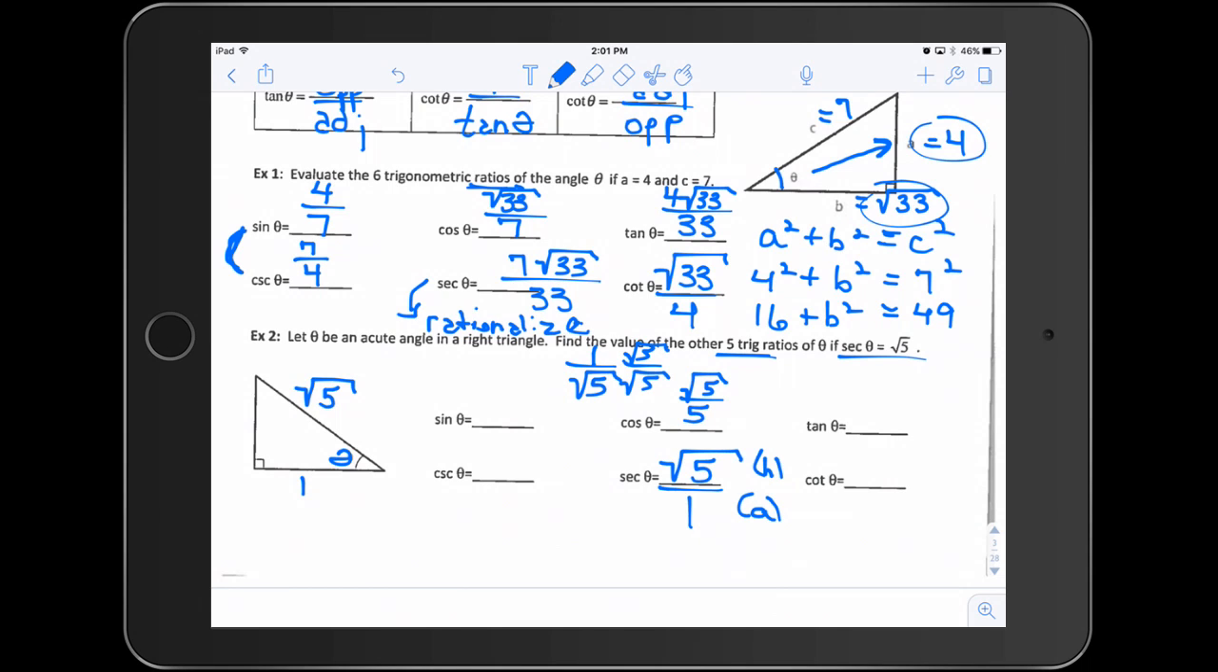Now, with that said, you can't do the sine, cosecant, tangent, or cotangent until you have this third side. Use your Pythagorean theorem. Find out what the side is right here. So you need to find this using the Pythagorean theorem. And then at that point, you can do sine, cosecant, tangent, and cotangent.